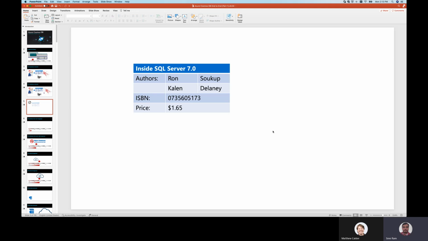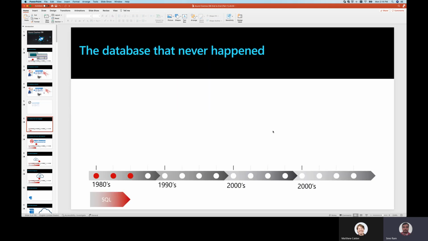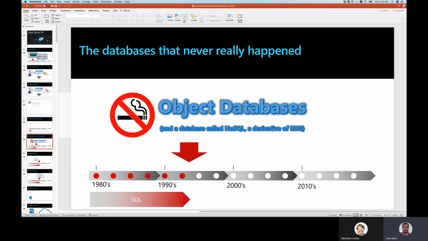As you can see here, inside a relational SQL database, authors and ISBN and price might be represented in a certain way. However, in object databases, they can be represented all at one shot as an object. And the first such attempt was made in the 1990s. And as some of you could remember, this came as a derivative of RDB, but the only thing is these databases never took off.